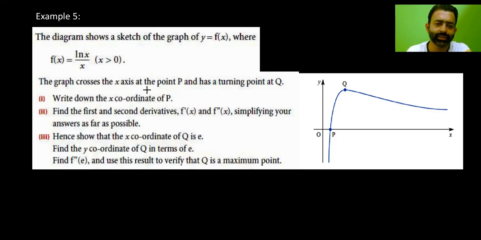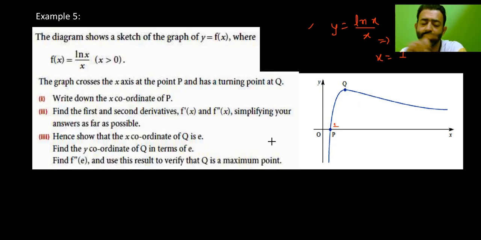It says that the graph crosses the x-axis at point P and has a turning point at Q. We have to write down the x coordinate of point P. It is asking for just the x coordinate and it is not asking for any differentiation. What will be the x coordinate of the point of intersection of the curve with the x-axis? That means by putting y equal to 0, y equal to ln x upon x equal to 0, I will get the x coordinate. That means ln x has to be 0 because the denominator cannot be 0, so x has to be 1. So it is just 1 as the x coordinate.